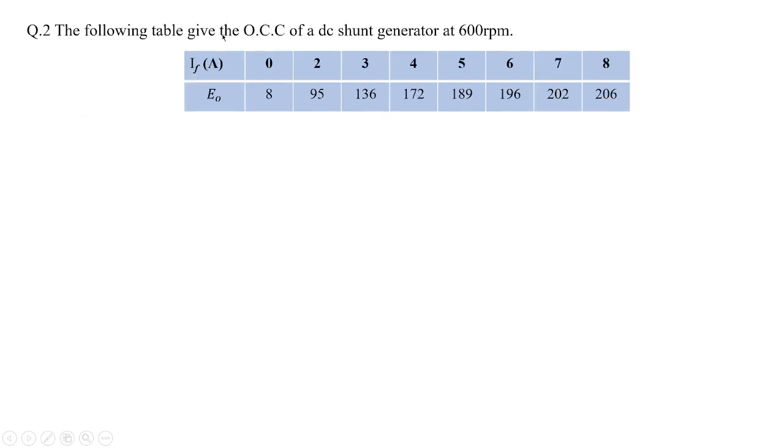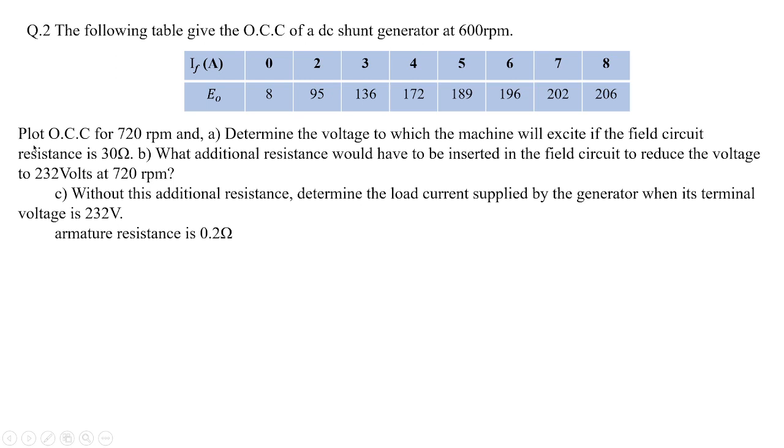Let us go with another example. The following table gives the OCC of a DC shunt generator at 600 rpm. The IF and E0 are given. Plot OCC for 720 rpm and determine the voltage to which the machine will excite if the field circuit resistance is 30 ohms. What additional resistance would have to be inserted in the field circuit to reduce the voltage to 232 volts at 720 rpm? Okay, the machine voltage is being reduced to 232.